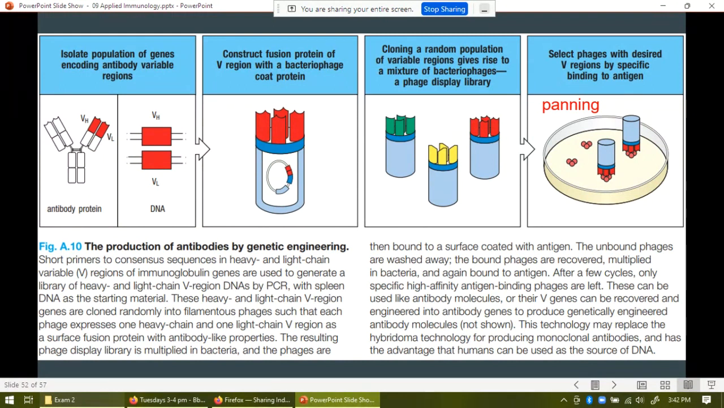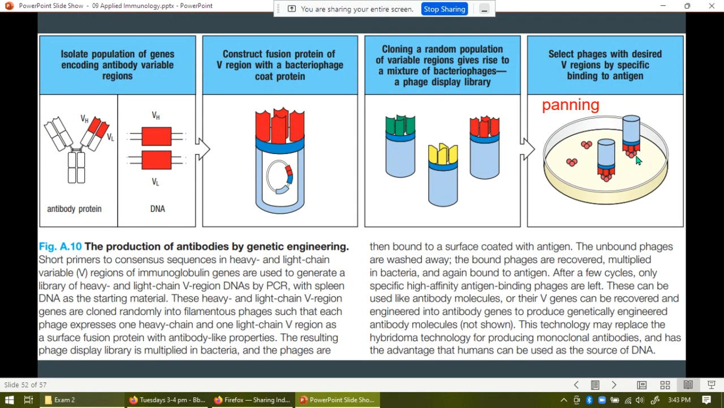So you're going to immunize your mice with that protein, that tumor antigen, that cancer antigen, and then you're going to do this whole process, right? And they're going to make antibodies against a variety of things, but you're only interested in antibodies that bind to the cancer antigen. So you're going to pan them using the cancer antigen bound to the plate.